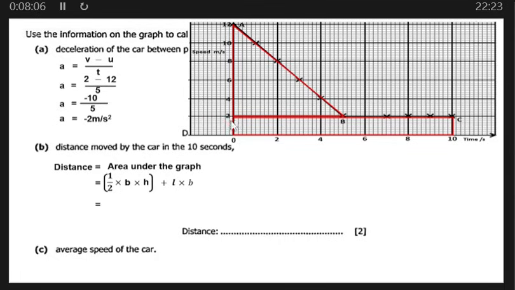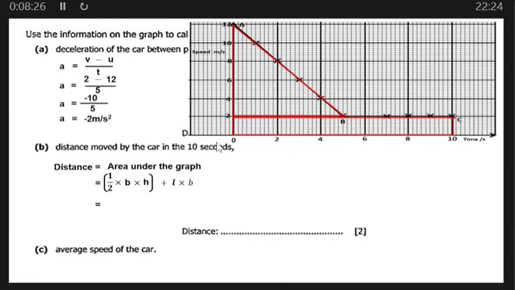So since this is 0, 2, then the highest is what? 12. So for us to know the distance between 2 and 12, we must say 12 minus what? 2, so that we know this one, which will be 10. So we know that here we have 5, here we have 10.